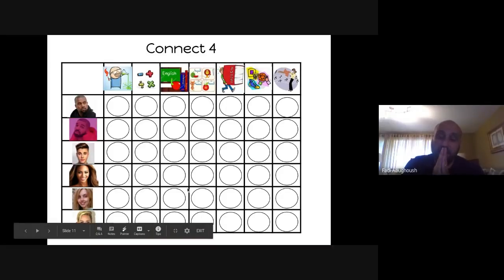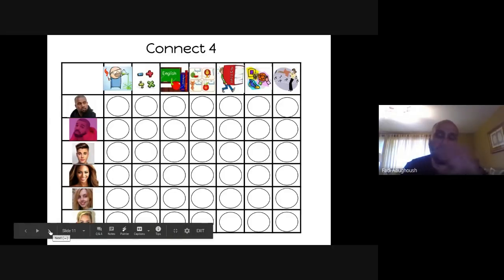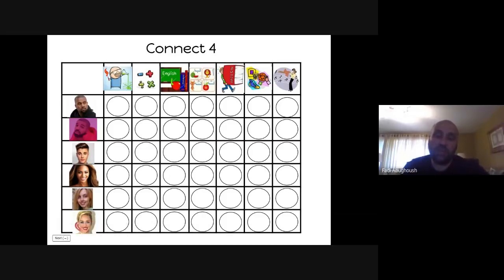So the winner of this game, like Connect Four, is to have four in a row. And also imagine it's a real Connect Four, so they have to start from the bottom. So they will say more sentences. Make sure that all the students are working and saying sentences, because sometimes if you don't look at them, they will start playing Connect Four. Okay, so my students love this game, and you can change these pictures with any picture you want, even the celebrities.